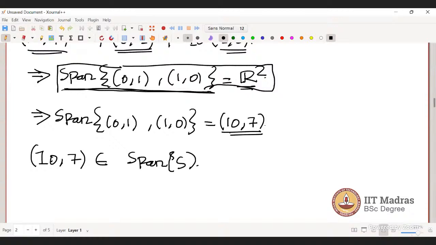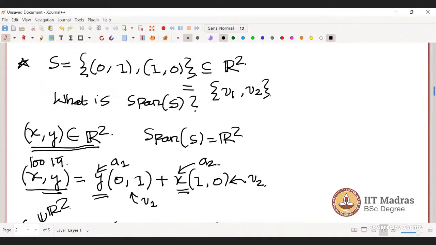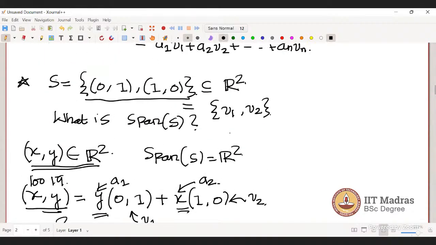Sir, I have a doubt. Can we append (10, 7) to (0, 1) and (1, 0)? Why do you want to append it? I just want to compute the span of this set. If you append, then you are going to basis and linear dependence, independence, all these things. But I simply want to know the span of this set, and this is what I am doing.